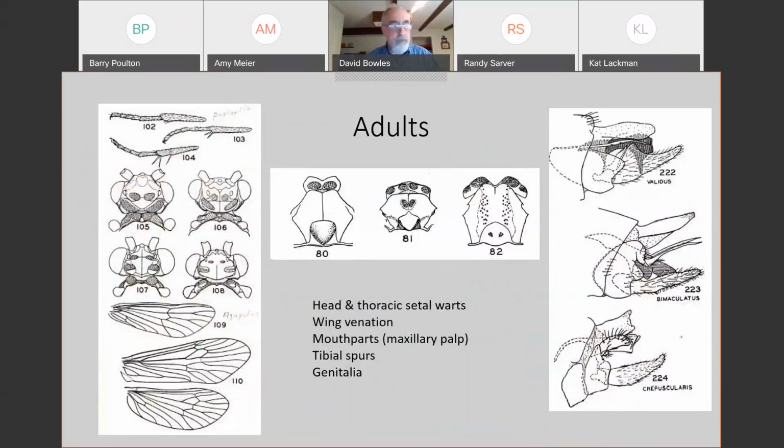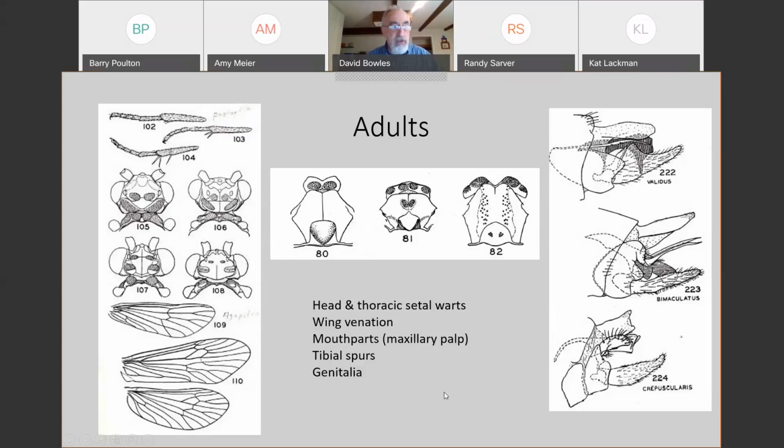How do we tell the adults apart? Well, we use a variety of characters, and we won't focus on those here, but I wanted to make you aware of them. And they involve what we call setal warts. And those are basically thickened areas of the tissue where the setae come off, and they have very unique configurations for each genus and family. And they occur on the head and the thorax. We also use wing venation, and the spines and spurs on the legs, the number of those and their arrangement is very important in separating the different families and genera. But the most important character, easily, are the genitalia.